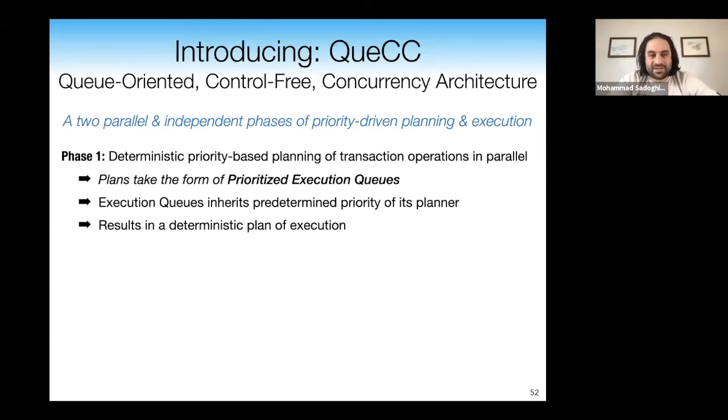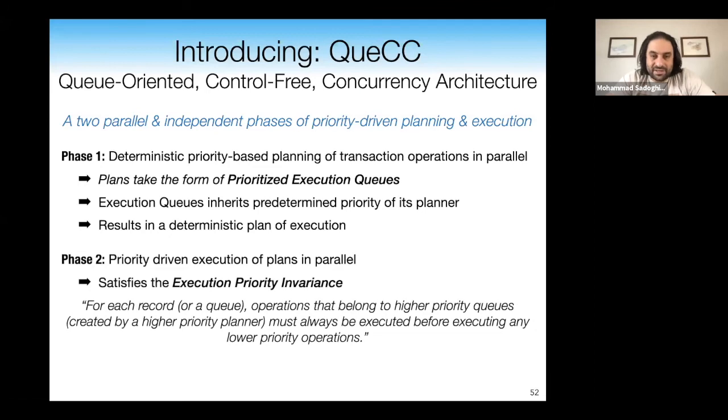The first phase is a deterministic phase, in which we simply get a set of transactions and decide in which order we're going to execute them. So basically we plan them in a deterministic way. And we also want to do this planning in parallel. We don't want just a single thread that does planning. We want potentially every single thread in our system to be able to do the planning. So that's the first phase, and the result of that is a plan of execution.